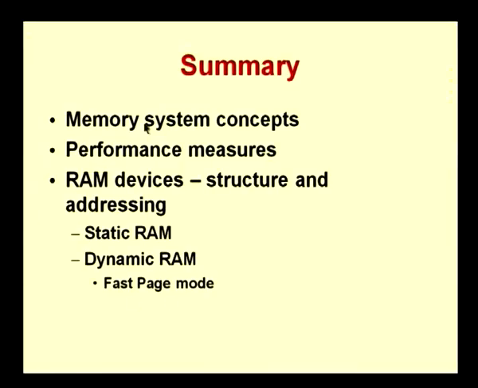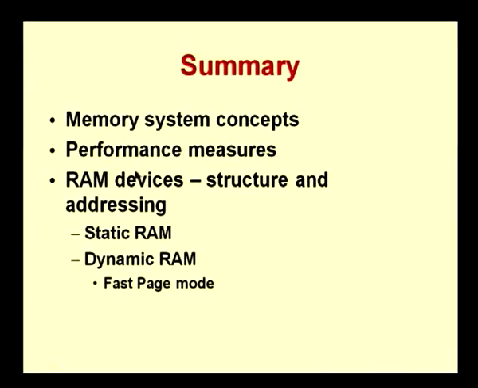To summarize, what we have looked at in today's lecture is the following. We have looked at the basic concepts of a memory system. We looked at the interface that we have for a memory system: address lines, data lines, and the control lines required. We briefly talked about the performance measures, which are the memory access time and the cycle time, and then we looked at some devices.